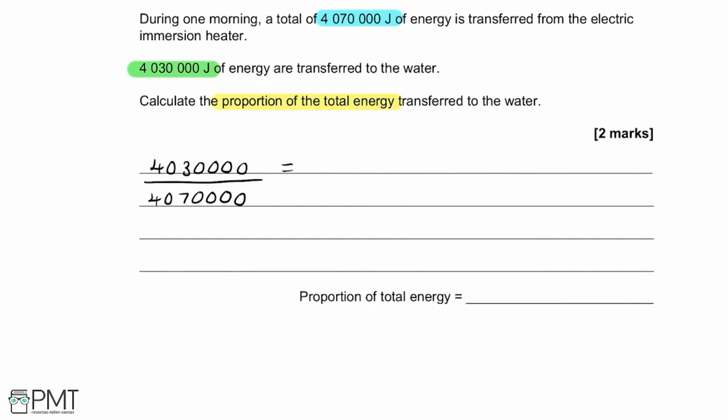And if you put that into your calculator, you'll get an answer of 0.99017 and lots of other numbers, and we can just round that to 0.99, and that'll be our proportion. You could also put 99%, and that would be your answer.